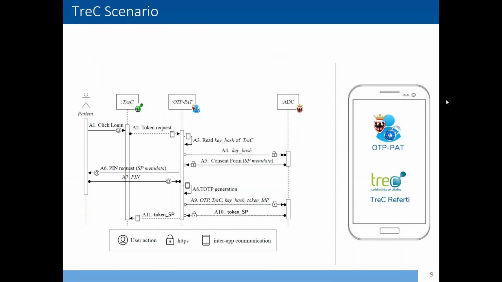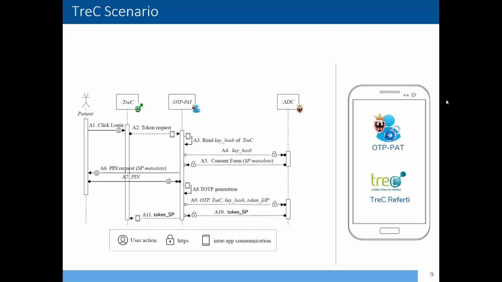So let's describe this scenario. We have 4 entities: the patient, that is the user who wants to access her personal health record in the Tracee application. And the Tracee application, to authenticate the user, will interact with an external identity provider, ADC. And this provider will request the user to download an application called OTP app that generates an OTP.